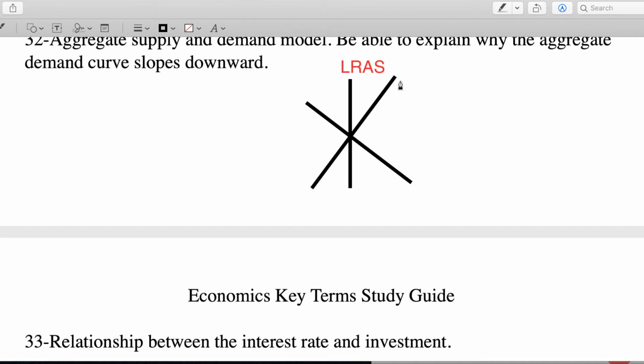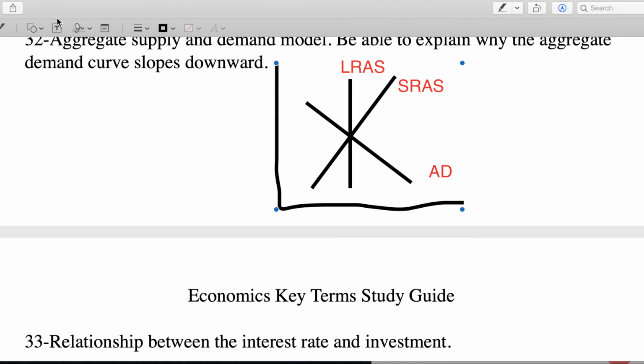This one is technically short run aggregate supply, right? Sorry, not the vertical, this is short run aggregate supply, although sometimes we just call it plain old aggregate supply. And then the downward one is aggregate demand, right? And then I need to draw in the axes.